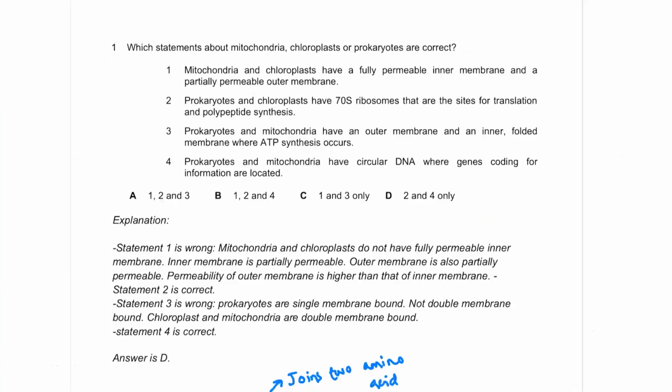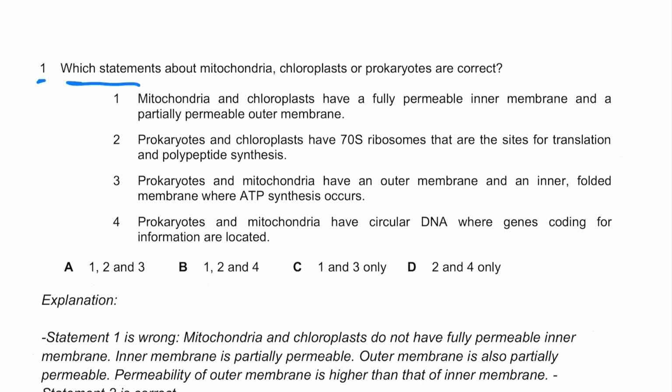Let's move on to MCQ number 1. Which statements about mitochondria, chloroplasts, or prokaryotes are correct? So guys, we need to take the correct statements regarding the mitochondria, chloroplasts, or prokaryotes. Mitochondria and chloroplasts have a fully permeable inner membrane. Guys, this is wrong. Inner membrane and outer membrane both are partially permeable. Membranes are not fully permeable because membranes are made up of phospholipid bilayer. Phospholipid bilayer is permeable to non-polar molecules and impermeable to polar molecules, so membranes are never fully permeable.